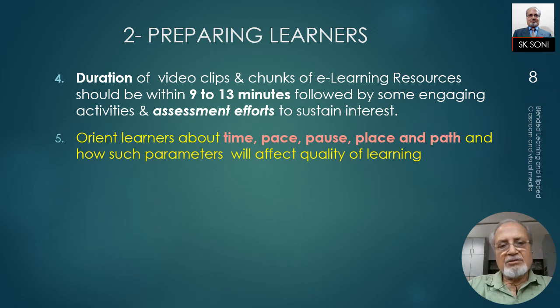Orient learners about the time they choose to learn, the pace at which they can learn, when they should pause and why they should pause, what kind of place they should choose, and what kind of sequence of learning they should follow. So, all the five elements of their autonomy, time, pace, pause, place, and path, should be used in the best possible manner. How such parameters will affect the quality of learning, that should be known to the students.